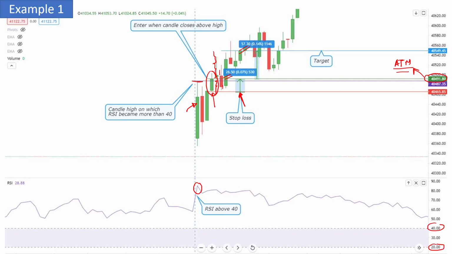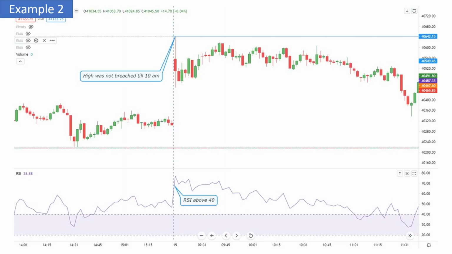With this, let me move on to the second example. Now in this example we can see the RSI value has gone above 40, and this is the candle where the RSI value went above 40. So we marked the high of this particular candle, but on the entire day, or even until 10 o'clock, we saw that the high of the candle didn't get breached by any candle. So this particular day we didn't get any signal to be an option buyer as per this option buying scalping strategy.